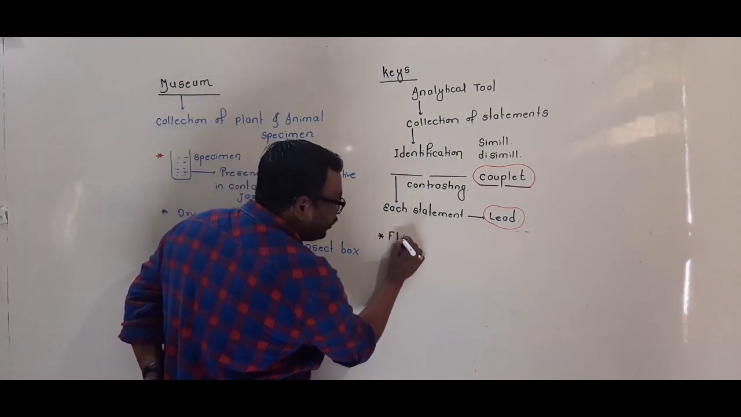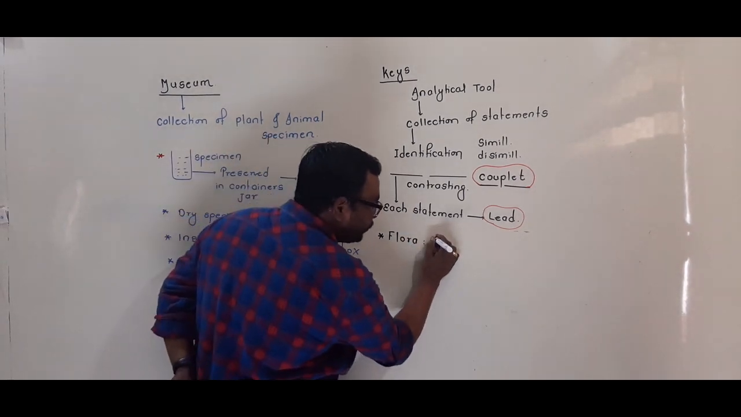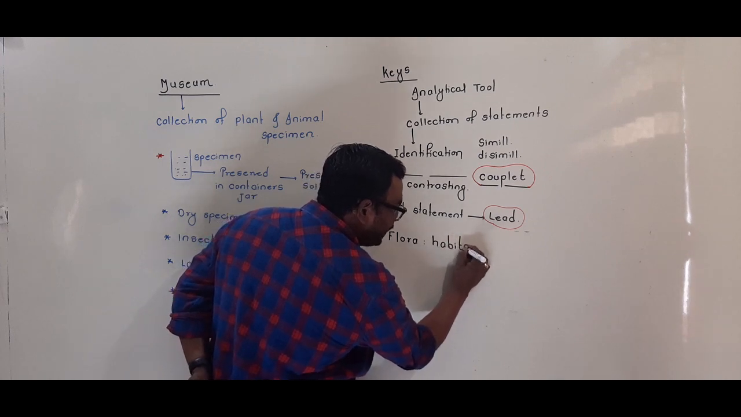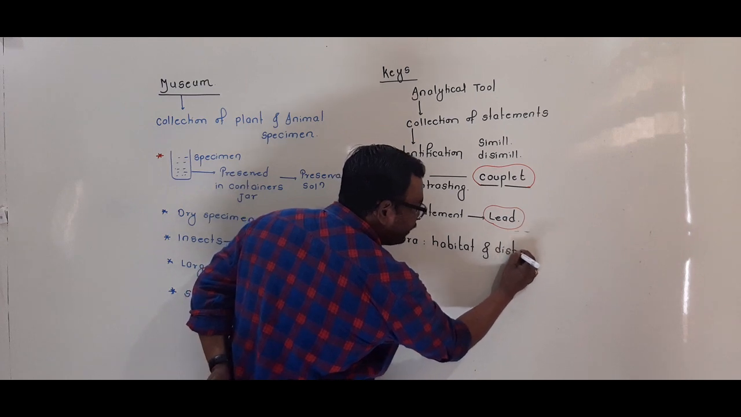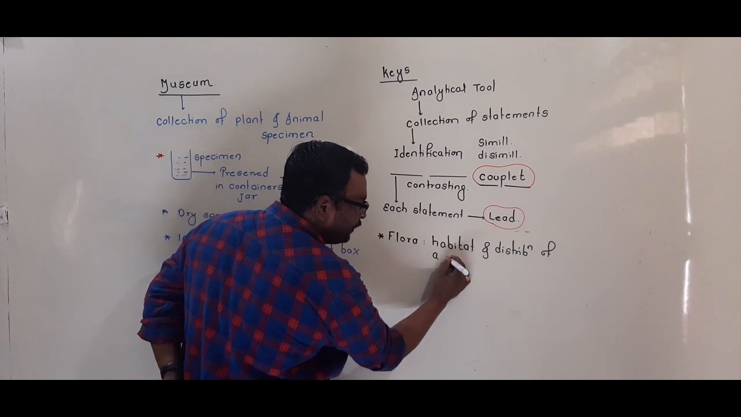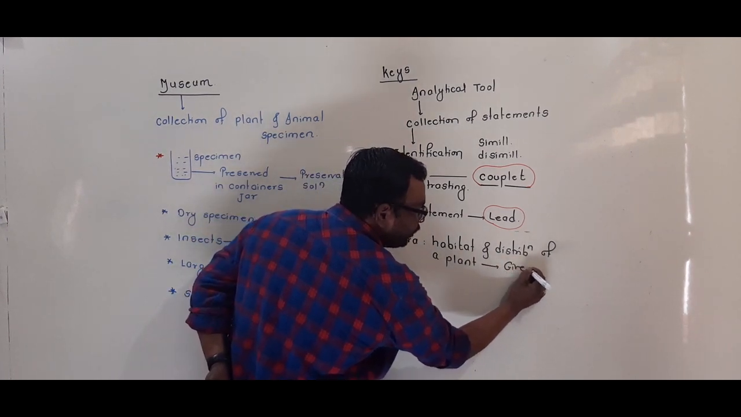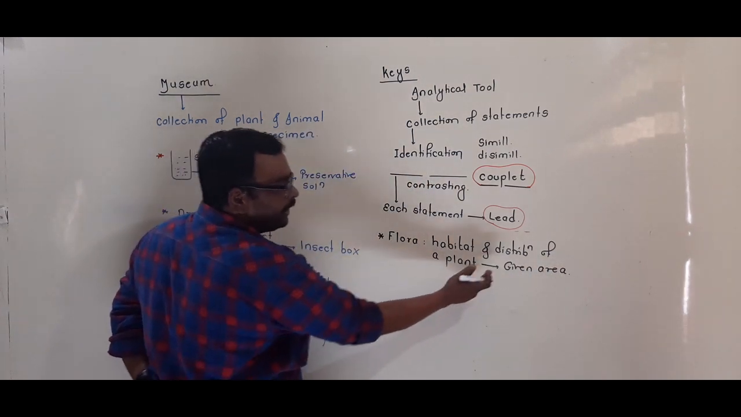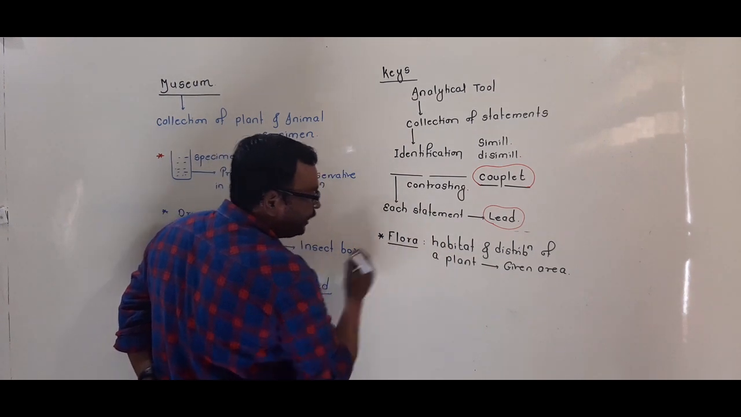Now let us remember 3 extra tools in short form. Another taxonomic tool is called flora. Flora will give you information about the habitat and distribution of plants in a given area. If you have selected any area, how many plants are present, how they are distributed, and what their habitat is, that is nothing but called flora.